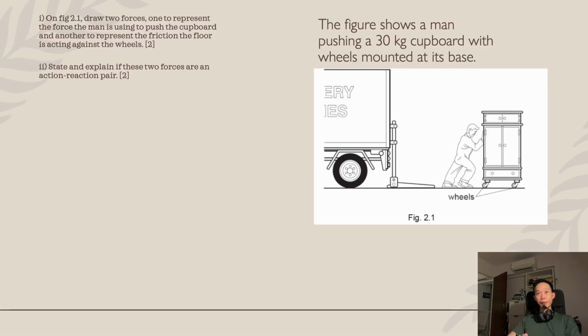Okay, one final example. Here we have a figure showing a man pushing a 30 kg cupboard with wheels mounted at its base. And then we are supposed to draw two forces. One represents the force that the man is using to push the cupboard, and another to represent the frictional force on the floor. So the man is pushing the cupboard like that, right? So this is force 1.